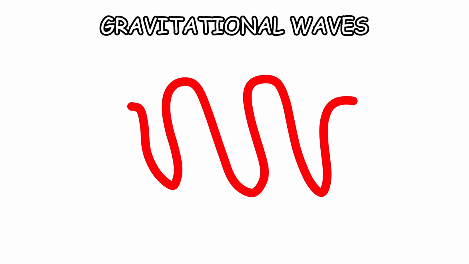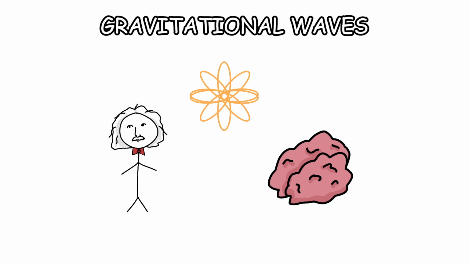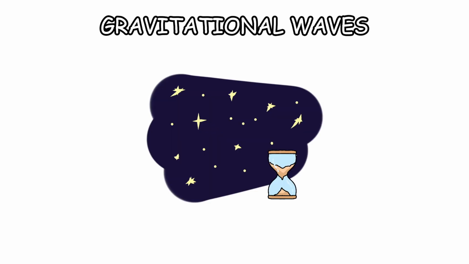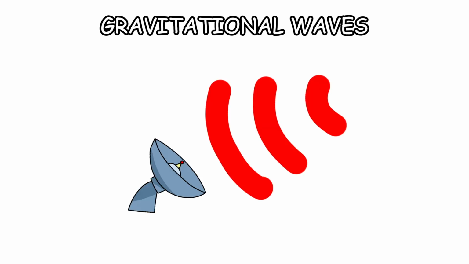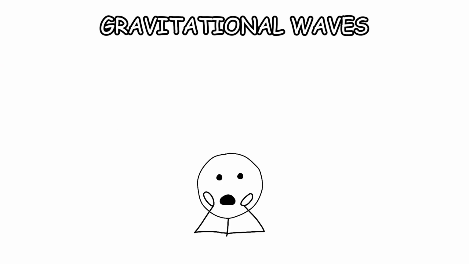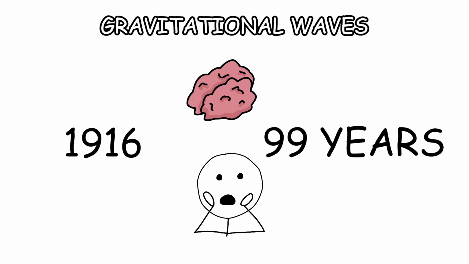Gravitational waves. As a consequence of his general theory of relativity, Einstein predicted the existence of gravitational waves in spacetime caused by the acceleration of massive objects. These waves were directly detected for the first time in 2015. The most incredible aspect of this discovery is that the idea of gravitational waves was theorized in 1916, 99 years before it could be physically detected.